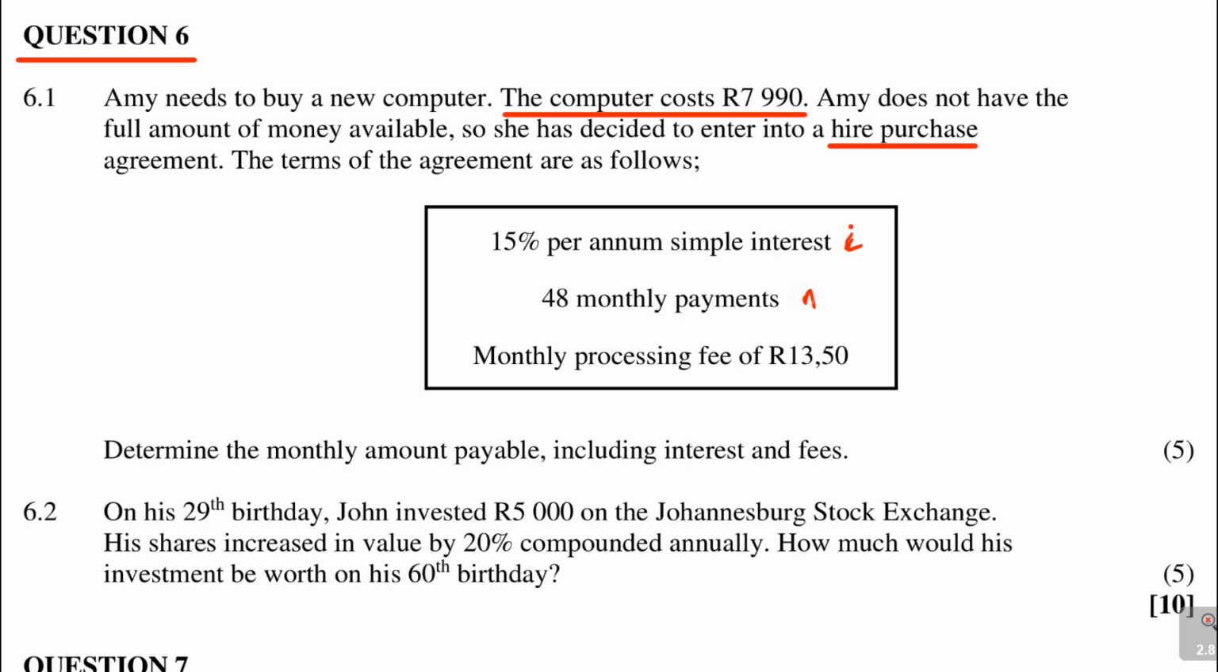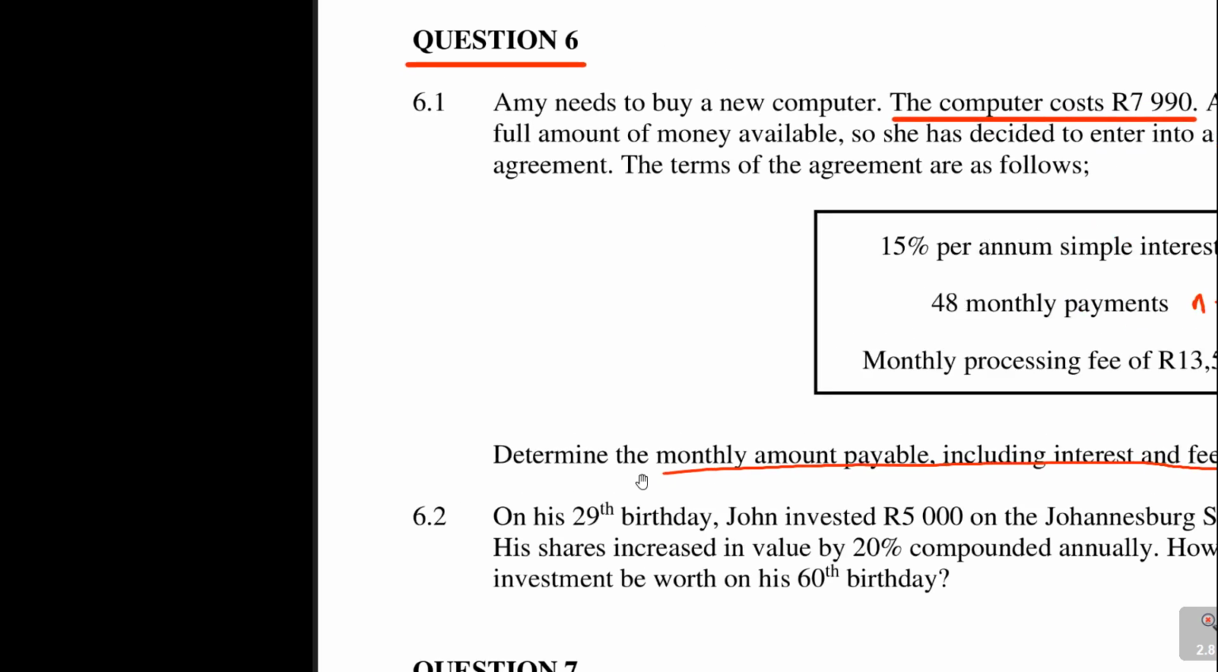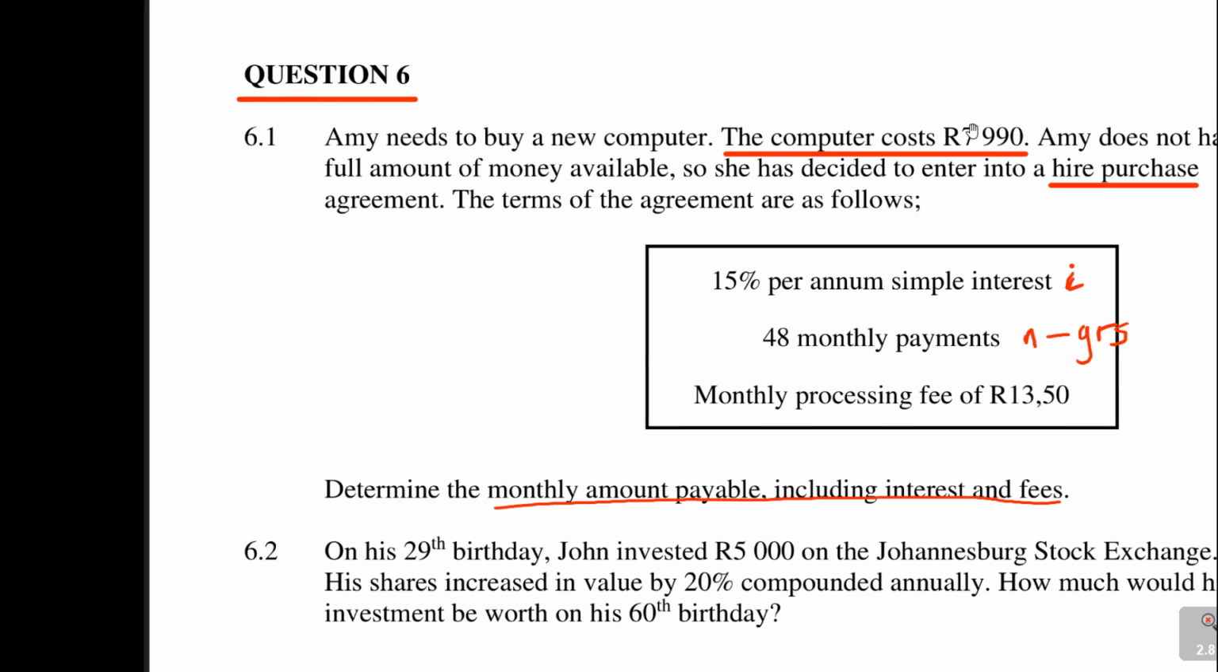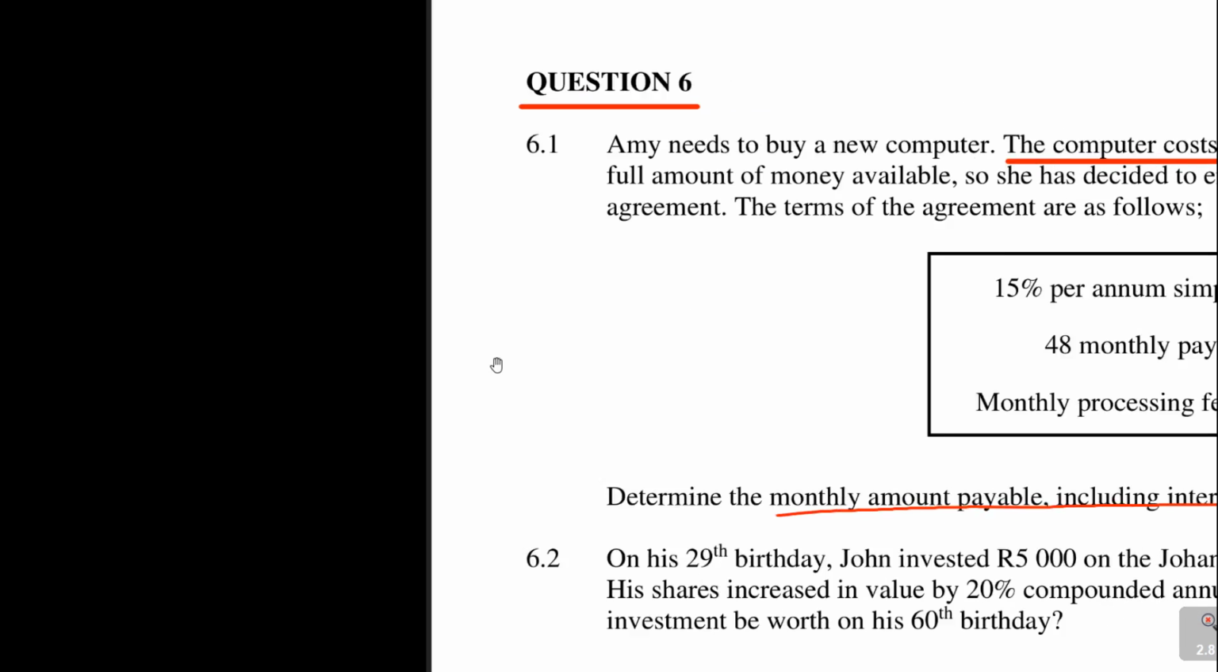That's our N, but our N must be in years. Don't forget that. And then the monthly processing fee is that. Now determine the monthly amount payable, including interest and fees. So now let's write the information given. What is the computer costing? Now let's go to the formulas first.